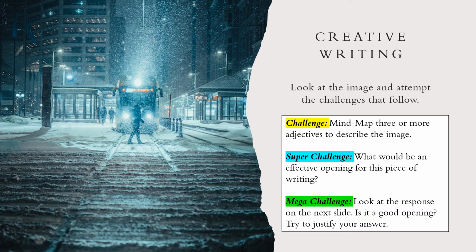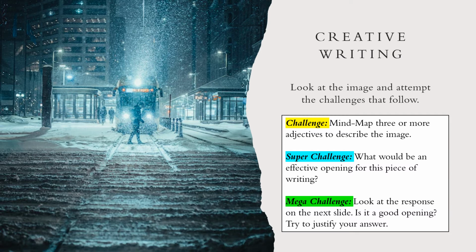Look at the image and attempt the challenges that follow. So this is a very typical picture that you might get for paper 1, question 5, where you're given an image and you're asked to write a description or an opening of a story based around what you can see. The first thing I'd like to do is try and mind map 3 or more adjectives to describe the image. Then if you can move on to the super challenge, I'd like you to think about what would be an effective opening for this bit of writing.